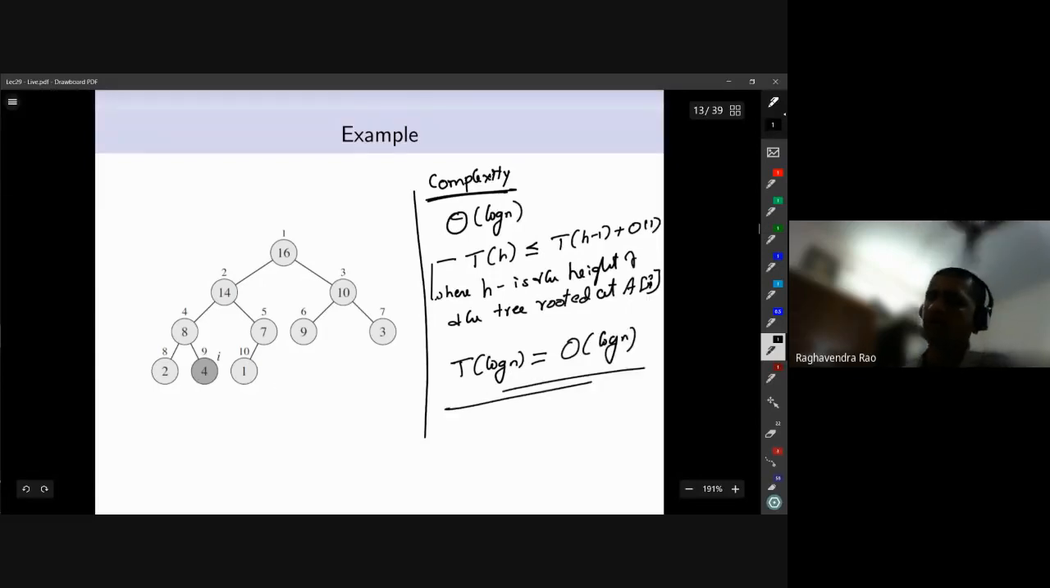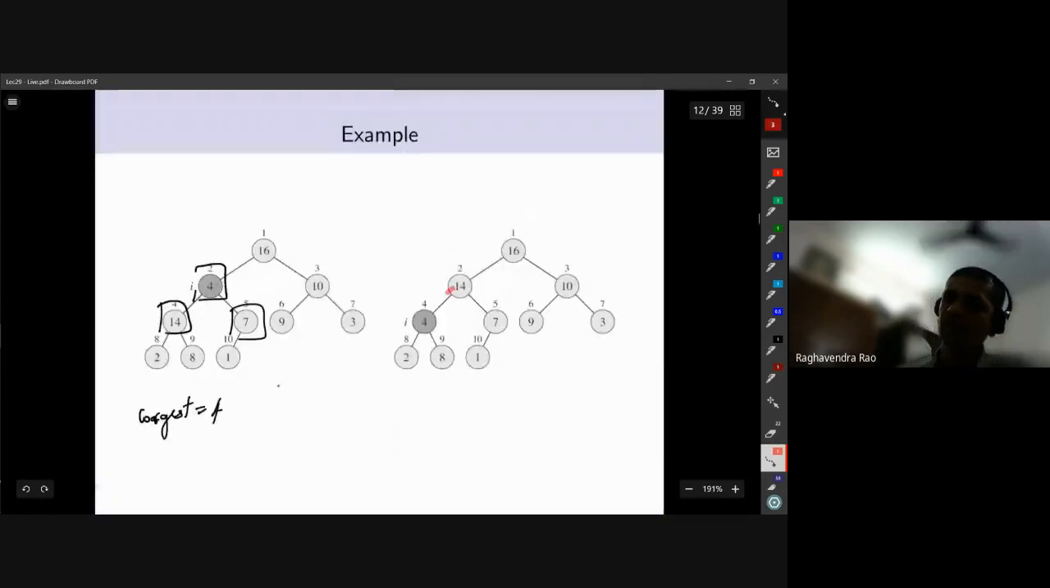Or in fact, if you substitute n for this, T of n is going to be order of n. So this is one way of doing it. You can just write down the recurrence. You're making only one call, so hence it is T of h. Now the height certainly decreases, right?